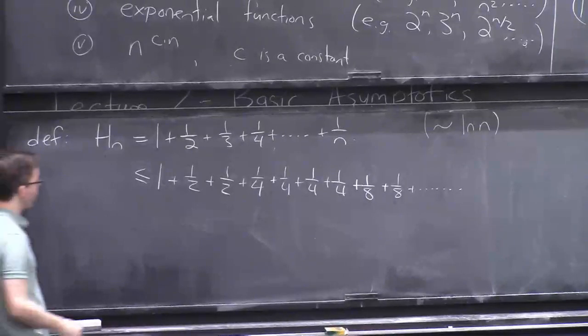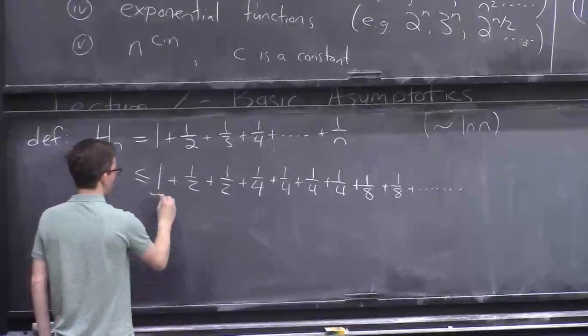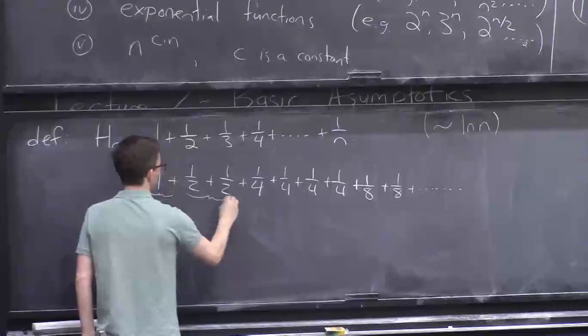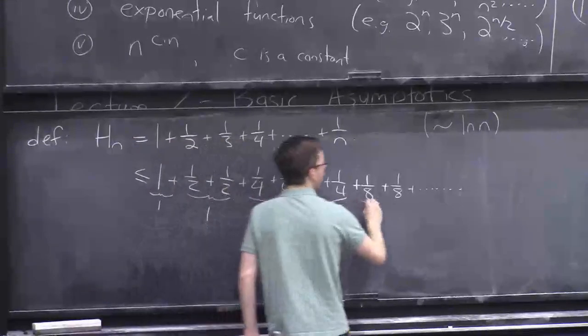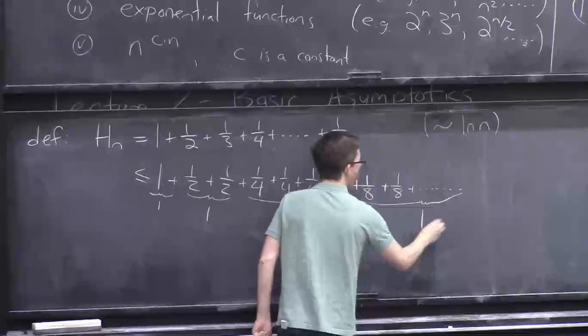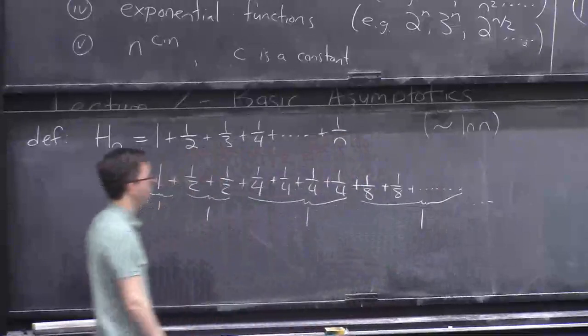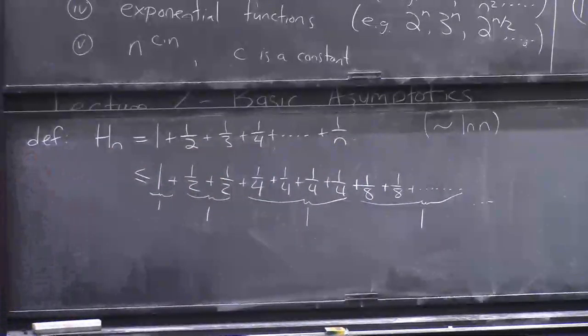Okay, and why is that convenient? Well, this adds up to 1. This adds up to 1. You have 4 copies of 1/4. This adds up to 1. This next thing is going to add up to 1. Okay, etc. And how many groups are we going to have? Log base 2 of n.